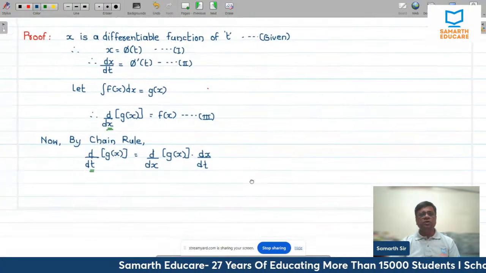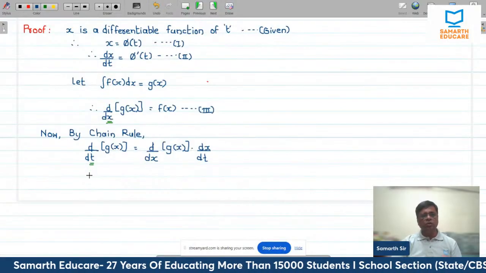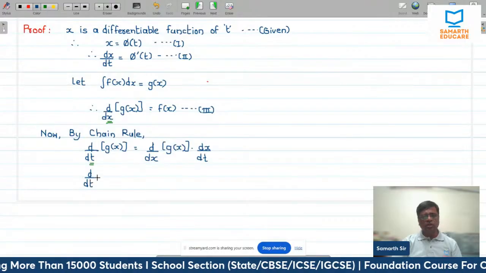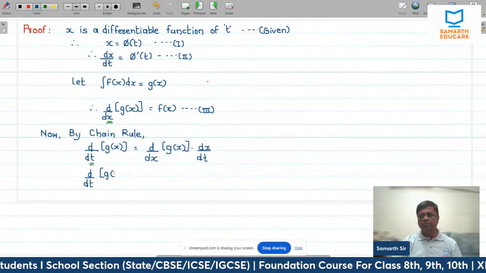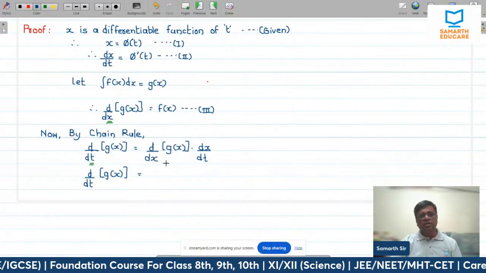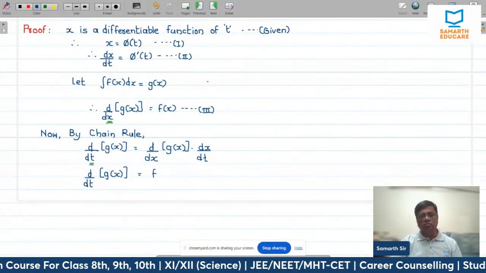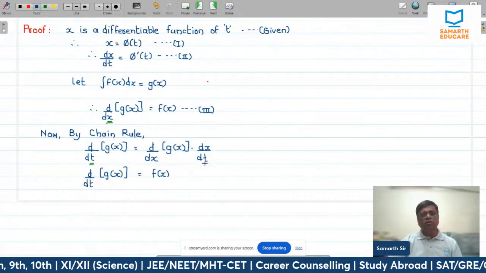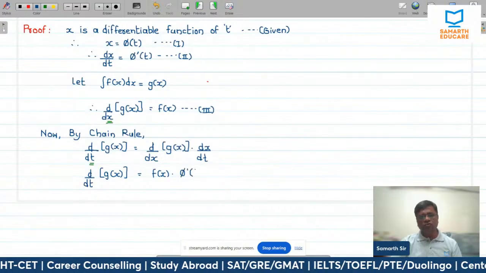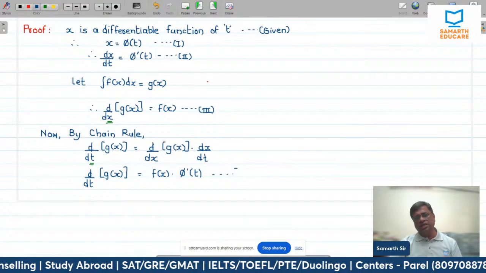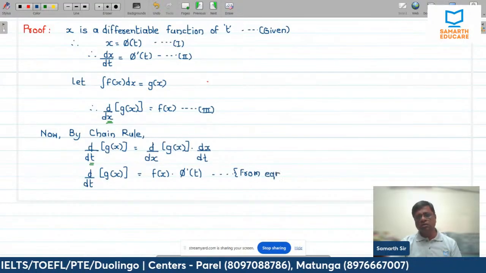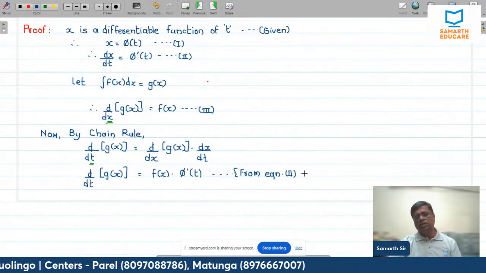Now, as per equation number 1, 2 and 3, let us see step by step. Derivative with respect to t of g of x. Now, this part, d by dx of g of x, according to equation number 3, it is f of x. What is dx by dt? According to equation number 2, it is phi dash of t. From where did I get this? From equations 2 and 3.